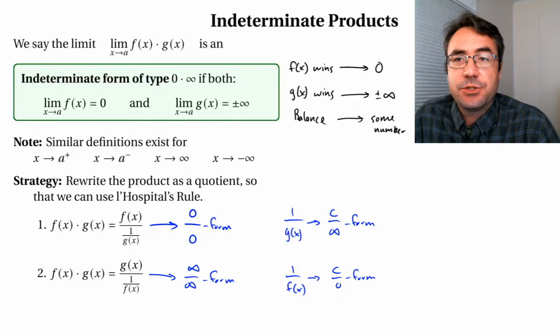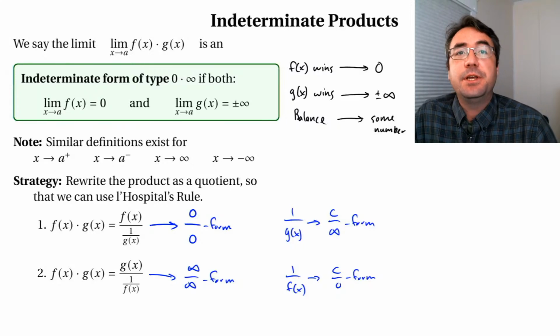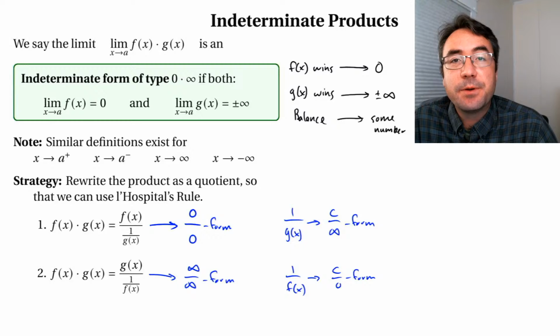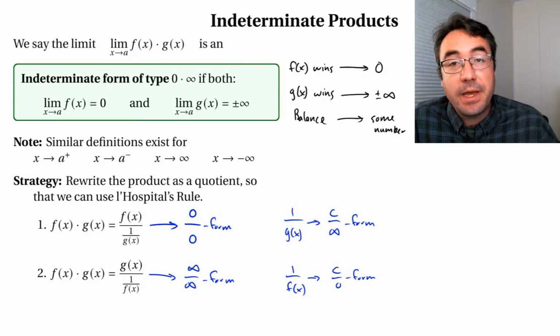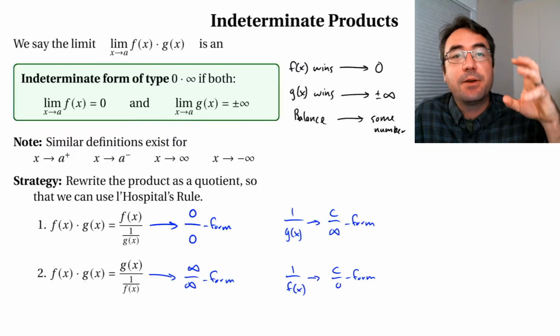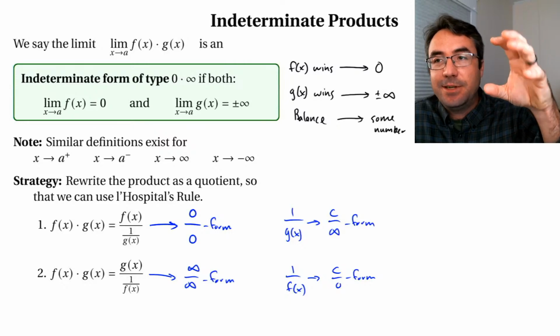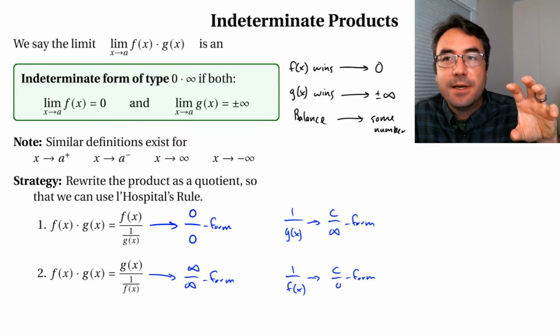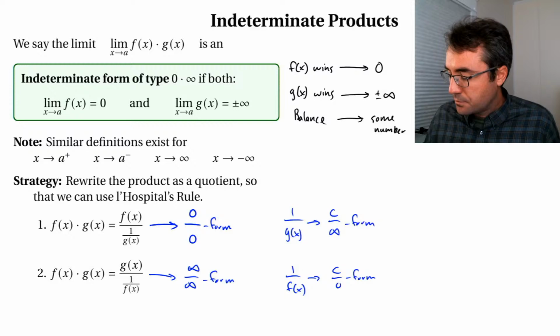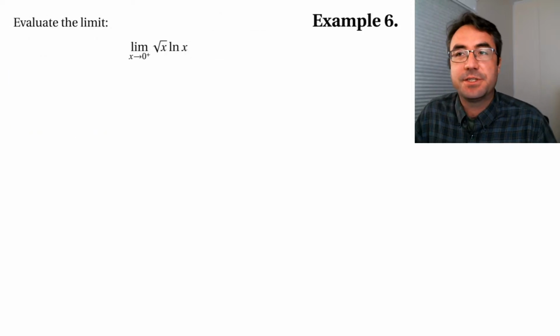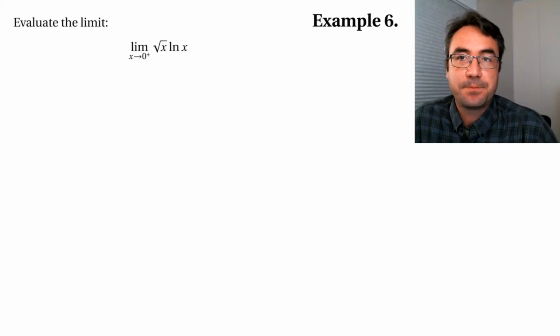So that's the trick for how we deal with indeterminate products: we rewrite them as a sort of fancy quotient. And we have two ways to do it, so you have to decide which way you're going to use. And sometimes one way gives you a result that you can work with and the other way doesn't. So you kind of have to decide which one to choose.